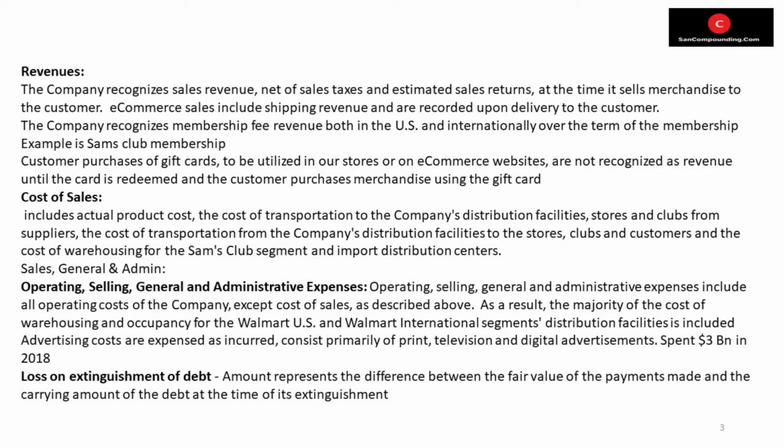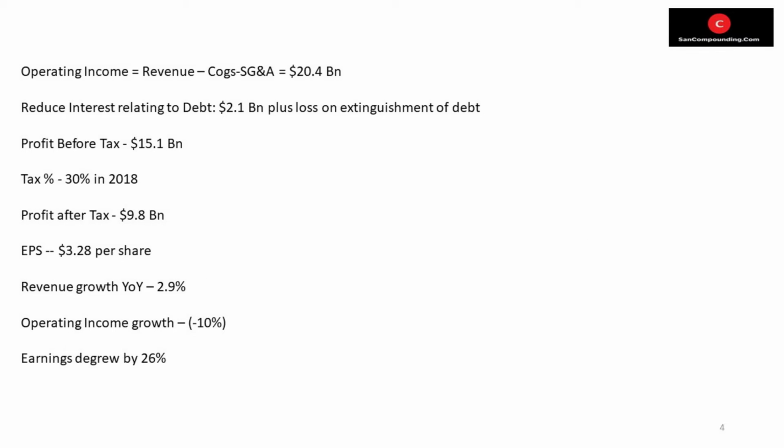Now these are different components. Now I have put together, you see that the tax is 30% in 2018, and the profit after tax is approximately $9.8 billion. EPS is $3.28 per share, which is the diluted EPS. And you see the growth also you could calculate, which is an important thing to understand how the company is doing from a year-on-year standpoint.